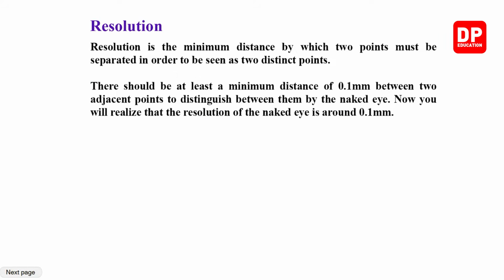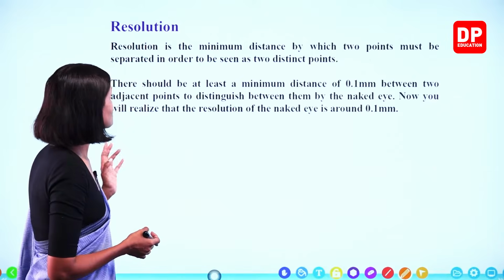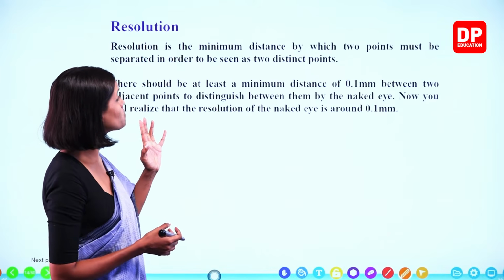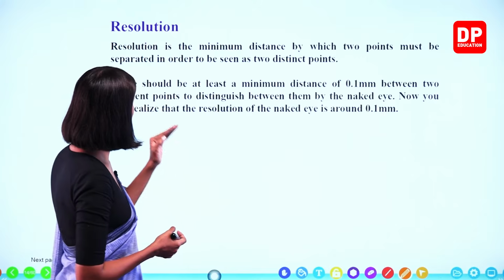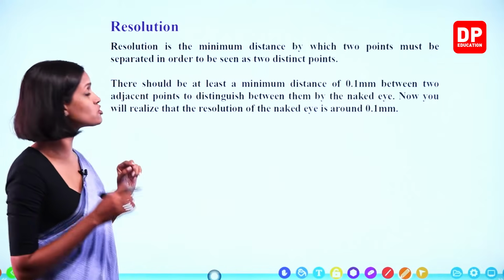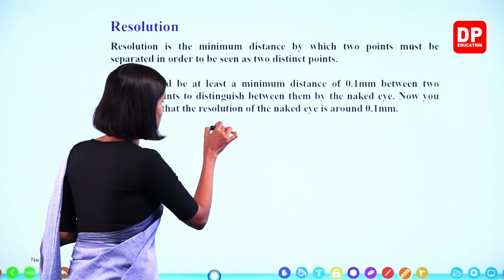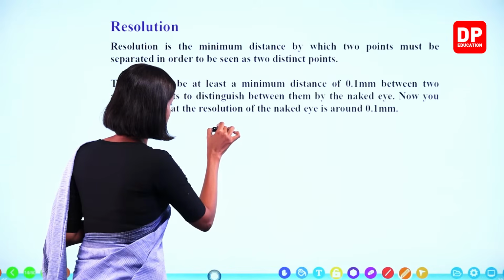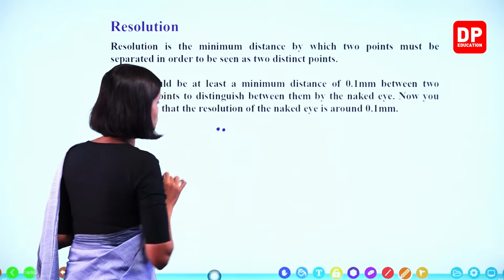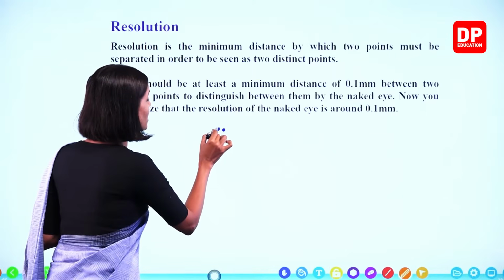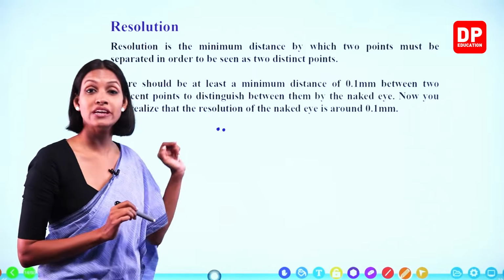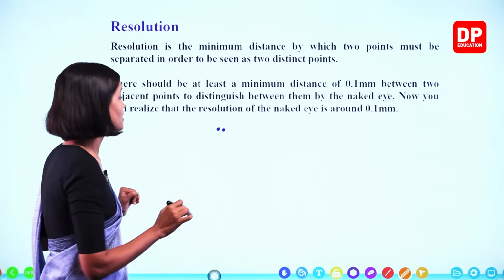Right, so the next term related to this lesson, very important term, resolution. Another name is resolving power. What is the meaning of resolution, children? Let's go through this. Resolution is the minimum distance by which two points must be separated in order to be seen as two distinct points. Which means, let's say that if we put two dots here, right, I drew two dots, right? You can identify them as two separate dots, 2 points, right?